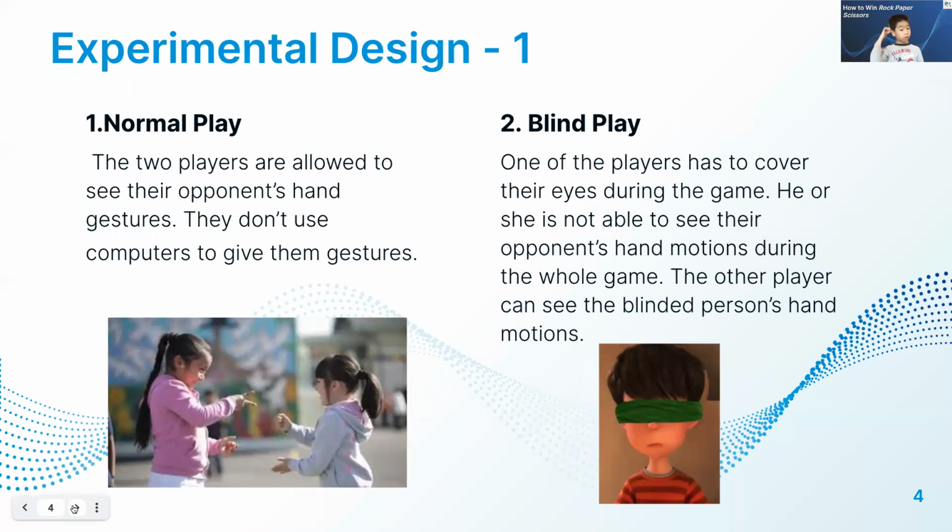Normal play. The 2 players are allowed to see each other's hand motions. They don't use computers to give them gestures. Blind play. One of the players has to cover their eyes during the whole game. He or she is not able to see the opponent's hand movements. The other player can see the blinded person's hand gestures.